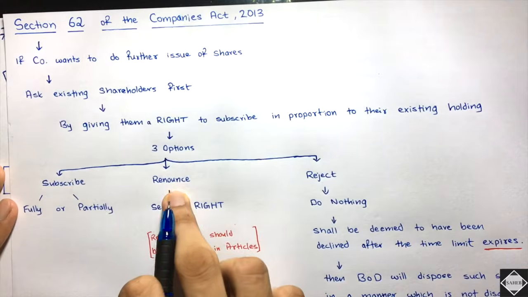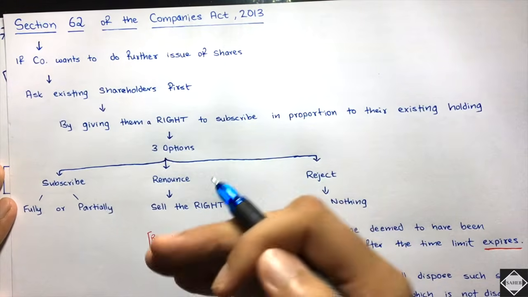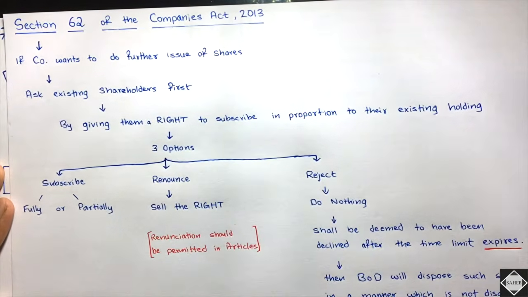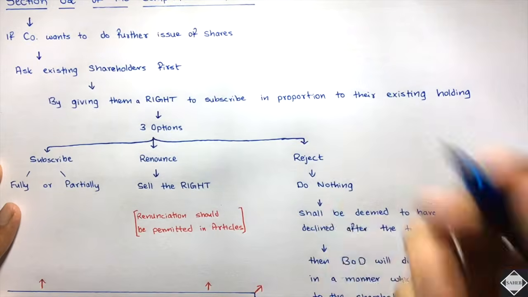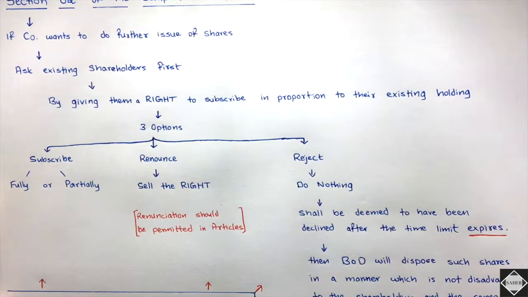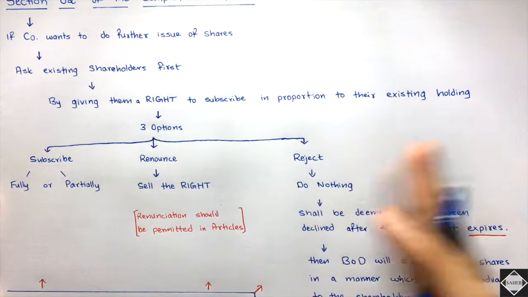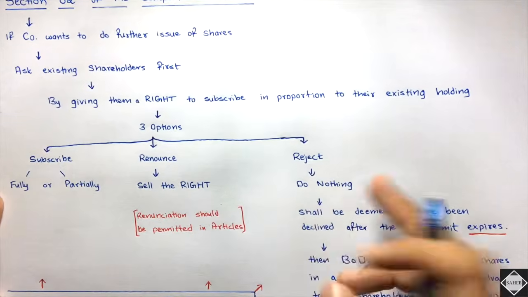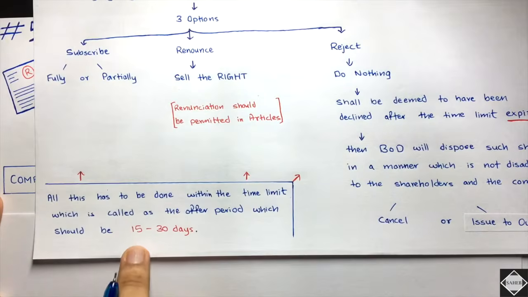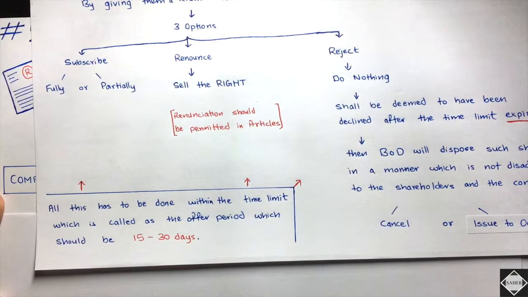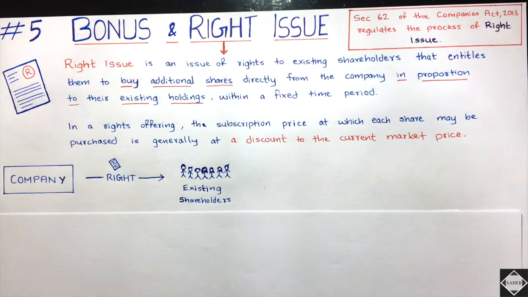The second option is renunciation, that is, selling the right to any other person, and it should be allowed in the articles of association. The third option is the stupid option, which is rejecting the right. If you don't want the right, sell it, don't reject it. And the offer period is 15 to 30 days. So you understood this, right?